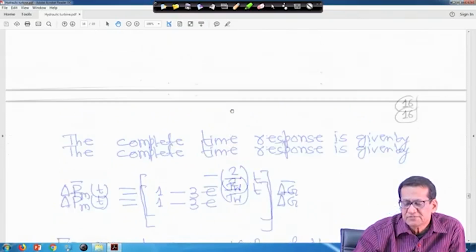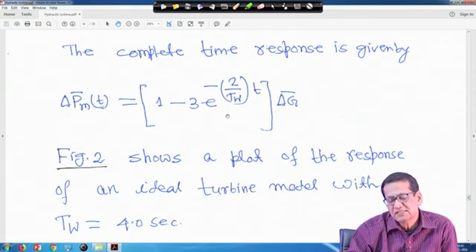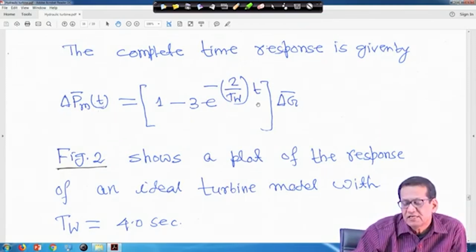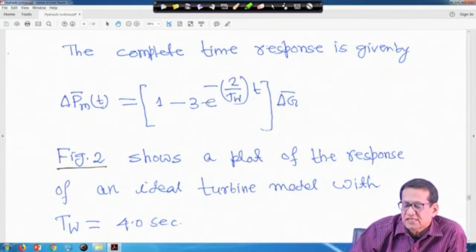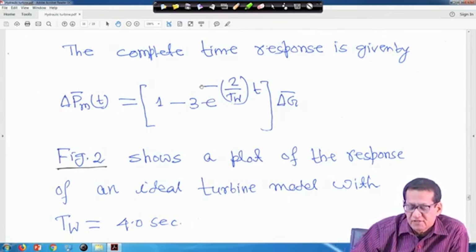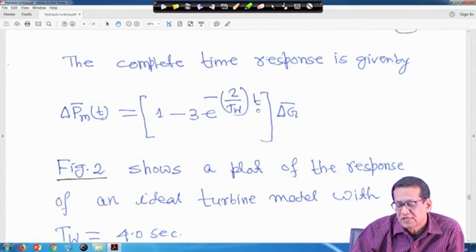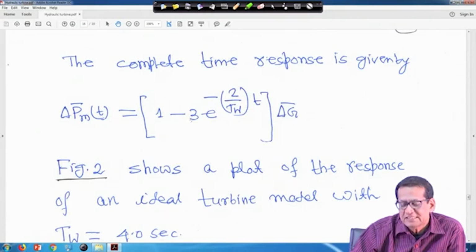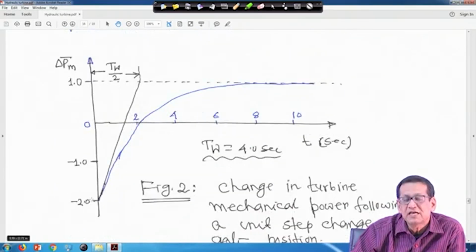The complete time response for a step input, if you take it, will be delta P m bar(t) equal to (1 minus 3 e to the power minus 2t by T W) times delta G bar. So, this is the time function, and this you can work out a little bit. Now, figure 2 shows a plot of the response of an ideal turbine model with T W equal to 4 seconds. If you put t equal to 0, it becomes 1 minus 3, which is minus 2.